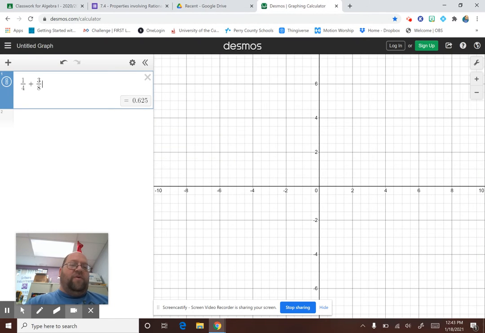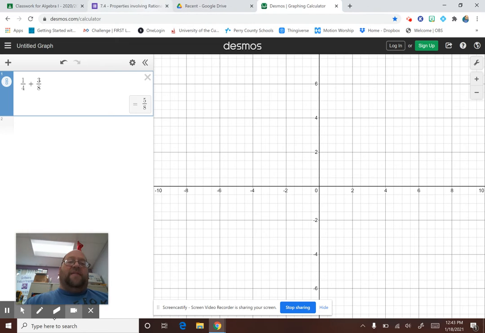Okay. 1/4 plus 3/8. Notice it went ahead and gave me an answer, but you'll notice my answer is a decimal. If you'll notice right over here, in this general area, I can click that and it will go ahead and change that to a fraction for me. So I can go back and forth between a decimal or a fraction answer.